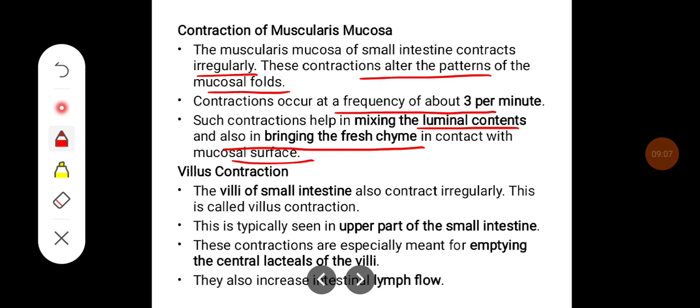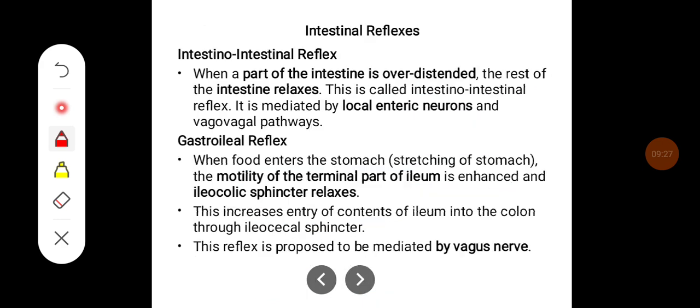Villus contraction. The villi of the small intestine also contract irregularly, so this is called villus contraction. This is typically seen in the upper part of the small intestine. These contractions are especially meant for emptying the central lacteals of the villi. They also increase the intestinal lymph flow.